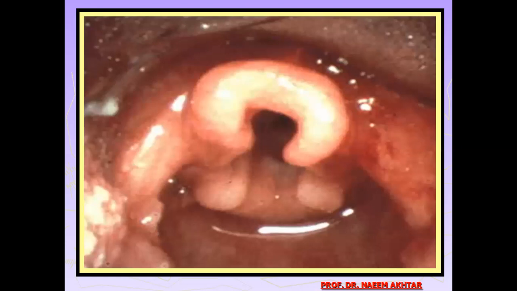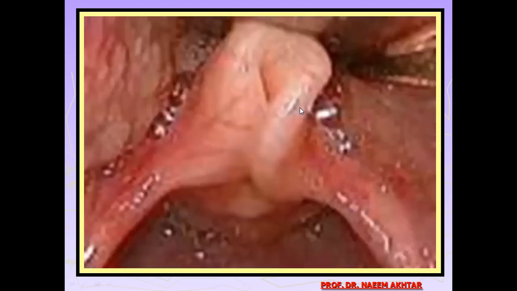Now, in this photograph, you can see the big omega-shaped epiglottis. Again, another photograph showing omega-shaped epiglottis.